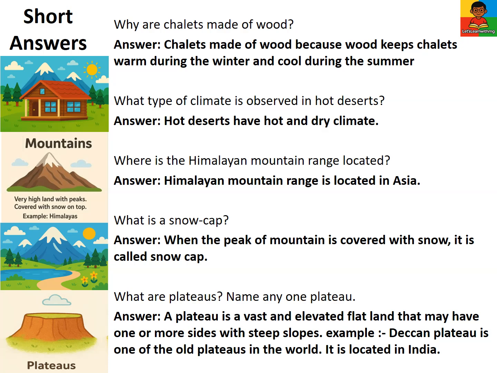What are plateaus? Name any one plateau. A plateau is a vast and elevated flatland that may have 1 or more sides with steep slopes. The Deccan Plateau is an example, and it is located in India.